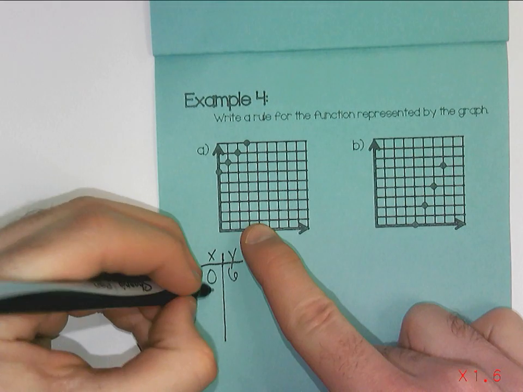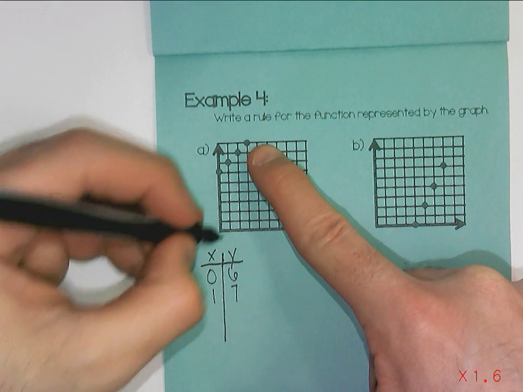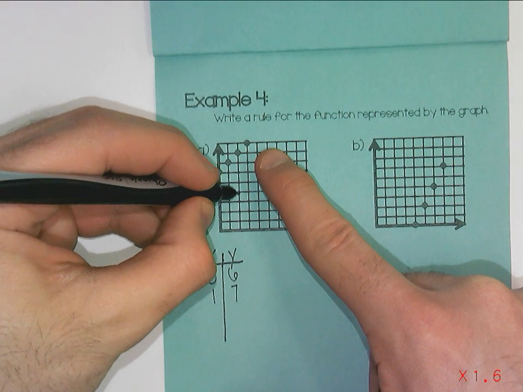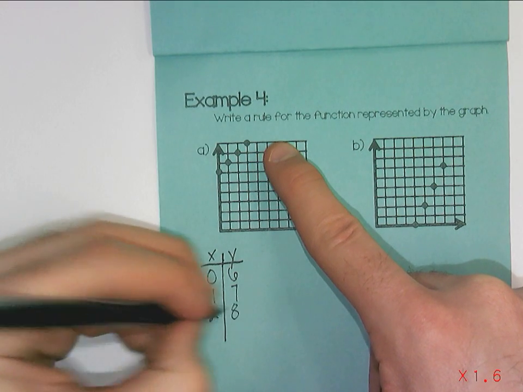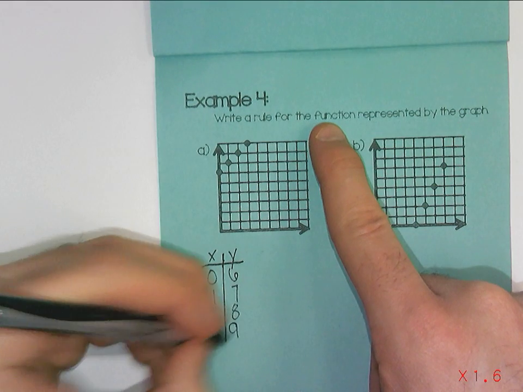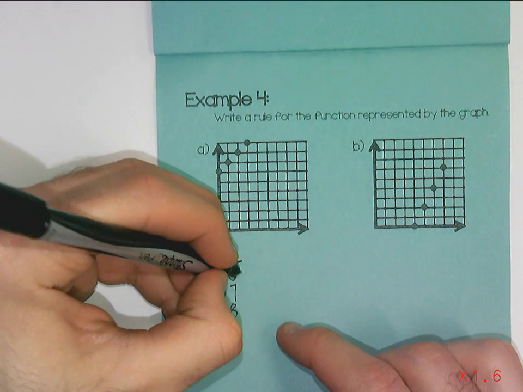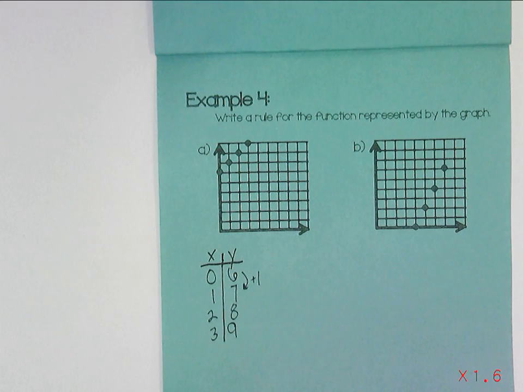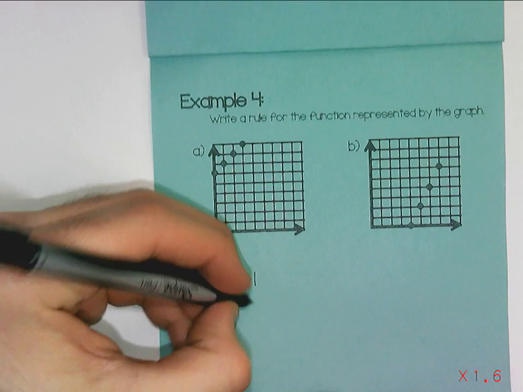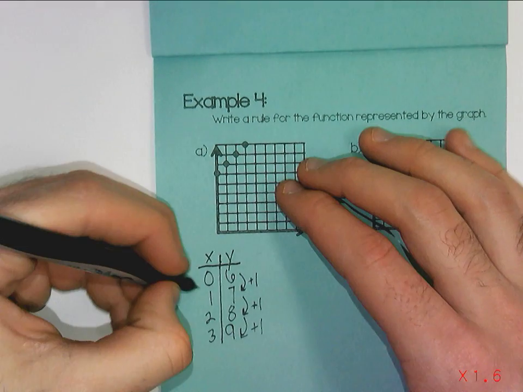This would be x is 1. This would be 7. So we'd have 2, 8, and 3, 9. Now from here, what we can do is the following. We can look at our change in y's. So we know this is a plus 1. 7 to 8 is plus 1. 8 to 9 is plus 1. These are changing by 1.